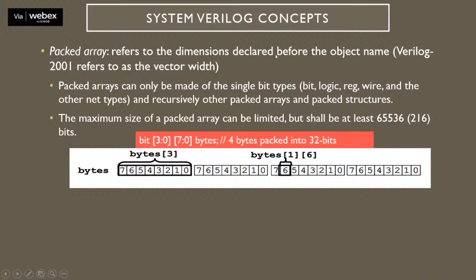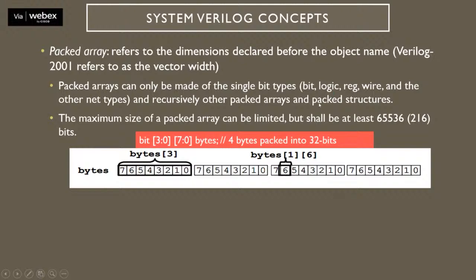For a packed array, the dimensions are declared before the object name. So if this is the object name bytes, the dimensions are mentioned before it. And if they are of one dimension, by default it is the vector notation that we use in Verilog, the vector width. So what are the things that can be used under packed arrays? You can have bit, logic, reg, wire, and the other net types can also be used. And you can also use it with other packed arrays and packed structures.